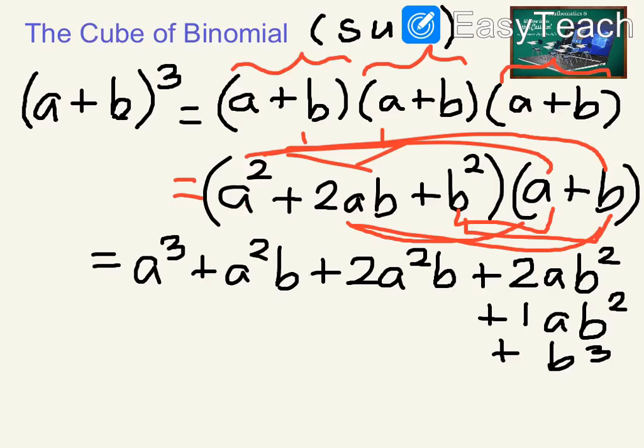Okay, let's arrange it. So we have equals, our final answer. We have a cube, and there is no other a cube, so we rewrite a cube. And then we have 1a squared b, and plus 2a squared b. Remember, we have the same numerical coefficient, so we can add these. So 1a squared b here, and the other is 2a squared b.